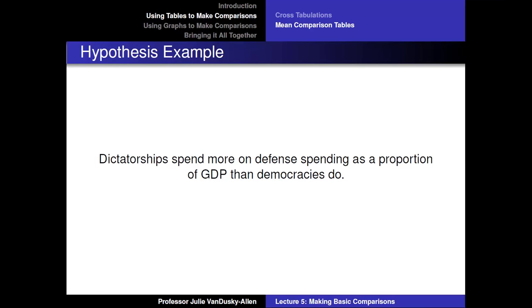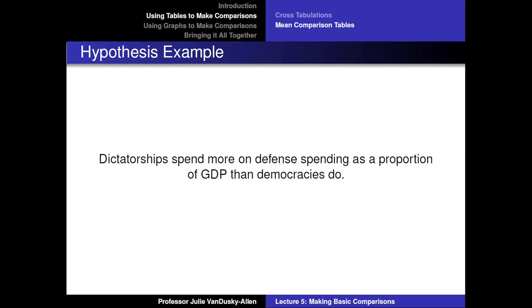To demonstrate how to create a mean comparison table, I will start by using the following hypothesis. Dictatorships spend more on defense spending as a proportion of GDP than democracies do. Note that the independent variable, institutions, is a nominal level variable, dictatorship/democracy, while the dependent variable, defense spending, is a ratio level variable, as it is ordered and continuous and has a true zero.